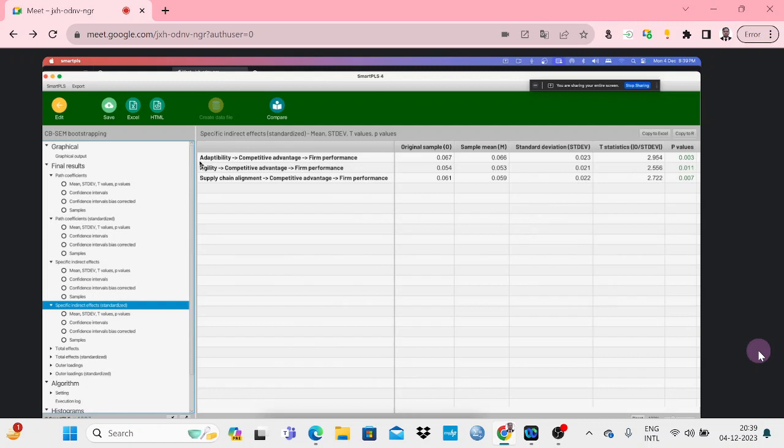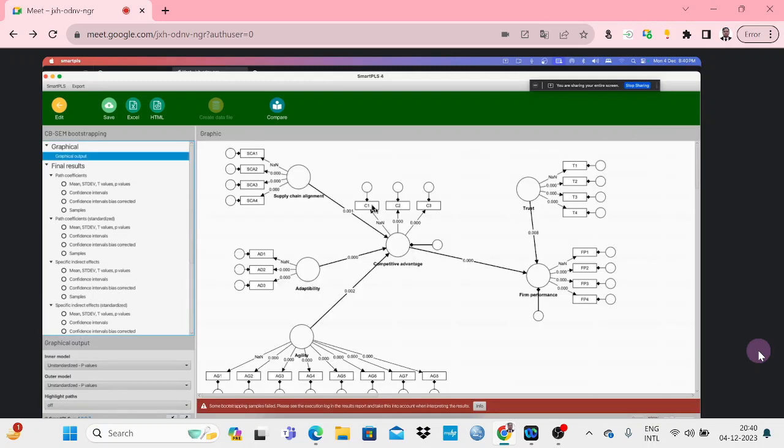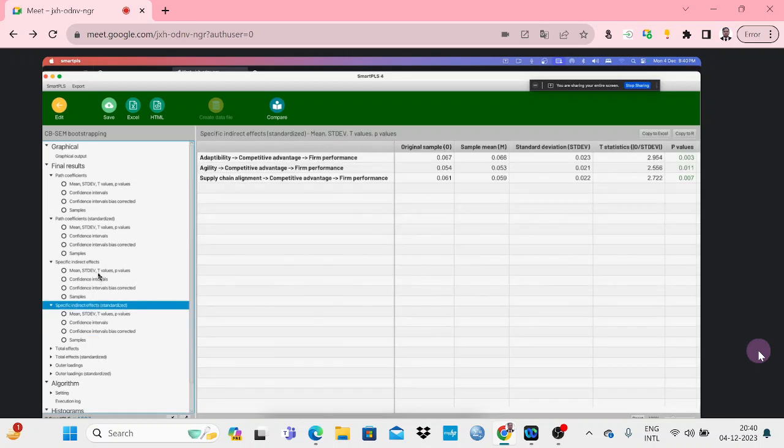So as you can see, adaptability, competitive advantage, and firm performance. If you study this causal path, you can see that the t value is greater than plus minus 1.96 and the p value is less than 0.05. That means this indirect path is significant. Similarly, if we again see specific indirect effects, standardized, then again you can see agility, competitive advantage, firm performance. This is also significant, and supply chain alignment to firm performance via competitive advantage. This is also significant.